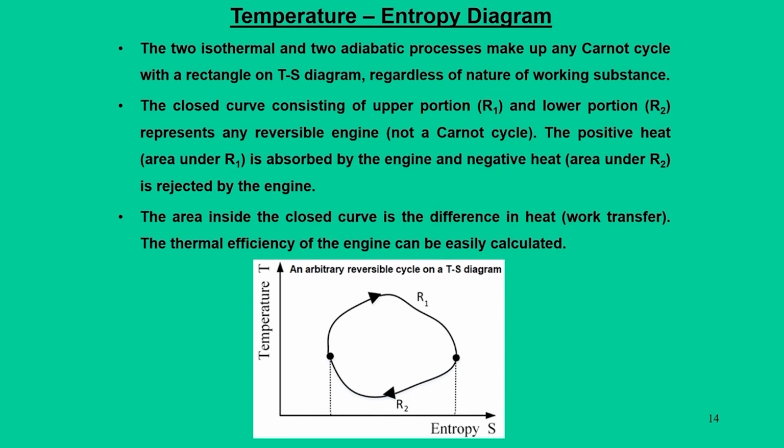Moving further, there are other viewpoints, like how this temperature entropy diagram is linked with Carnot cycles. For example, if you have some initial state I to final state F, and you go along one reversible path R1 and another reversible path R2, there may be an infinite number of reversible paths. The net work for this cycle will be the area under this closed curve, and the net heat transfer during this process will also be the area under the closed curve.